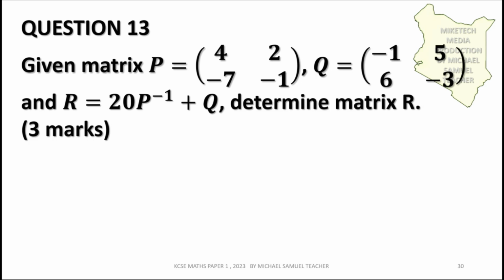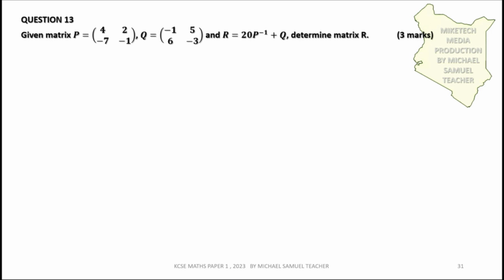Then question 13. Given matrix P, which is 4, 2, minus 7, minus 1, then matrix Q, minus 1, 5, 6, minus 3, and R is equal to 20 times the inverse of P, plus Q. Determine matrix R. So the first thing we need to find is R equals 20 times the inverse of P plus Q. So we need to get the inverse of matrix P.